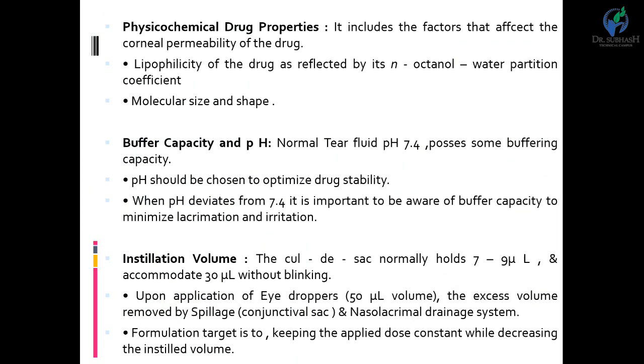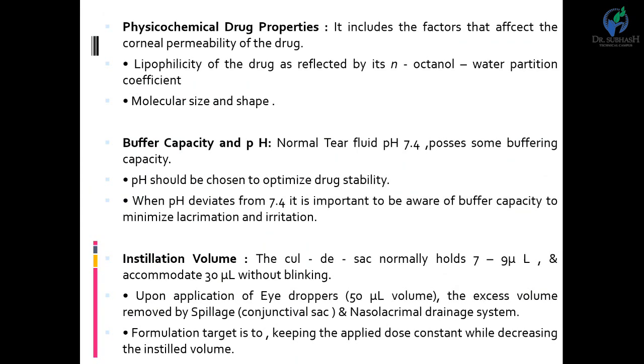So here we have to see the formulation parts one by one. First the physicochemical properties, which include the factors affecting the corneal permeability of the drugs. Lipophilicity: we have to go for the partition coefficient and find out the lipophilicity of the drug, in N-octanol and water. The molecular size and shape also we have to know, to be ideal and suitable for the ocular part. Then buffer capacity and pH.